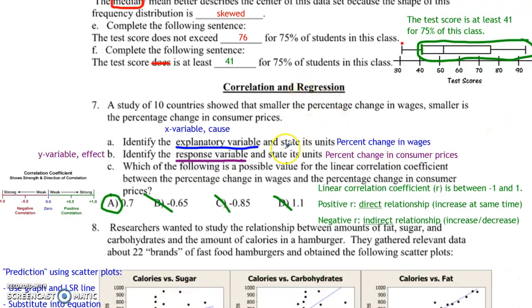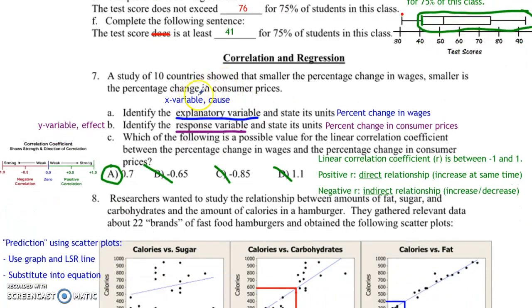For correlation and regression, remember it is dealing with x and y variables. The x is the cause, the y is the effect, the x is the explanatory, the y is the response. And it asks us to state the units for these variables. Percent change in wages, percent is your unit. Percent change in consumer prices, percent is your unit. And it tells us the smaller the percentage change in wages, this we could call the cause. And then the percentage change in consumer prices, this we could call the effect.